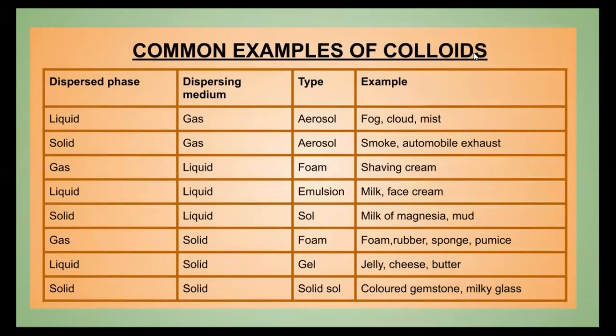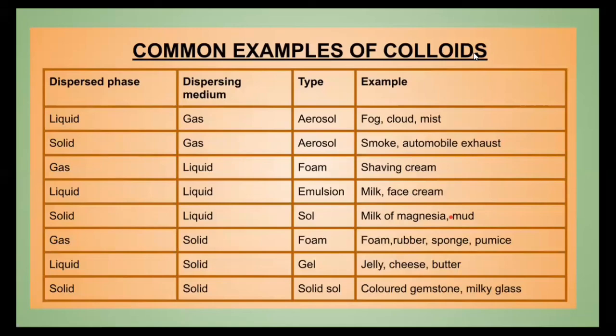The first example which we will take here is fog. Water droplets are the phase, air is the medium. Next is smoke. In smoke, air is the medium while the carbon particles are the phase. Shaving cream: the liquid is the medium, that is the soap, and when the lather is formed in it, then gas is filled in it and it becomes the dispersed phase. If we consider milk, then both the dispersion medium and the dispersed phase are liquid.